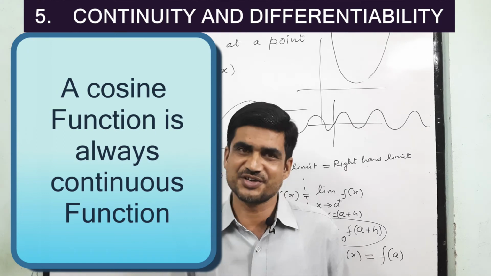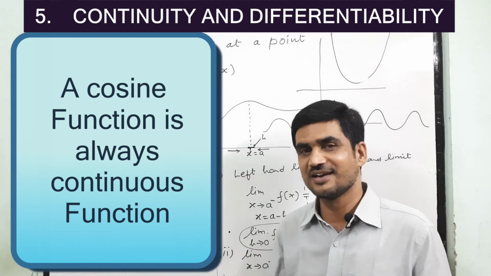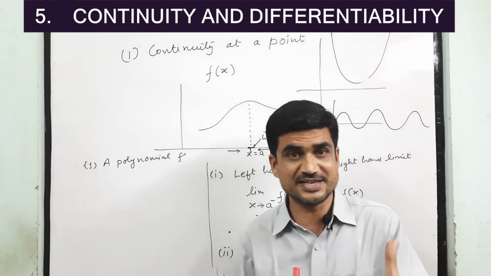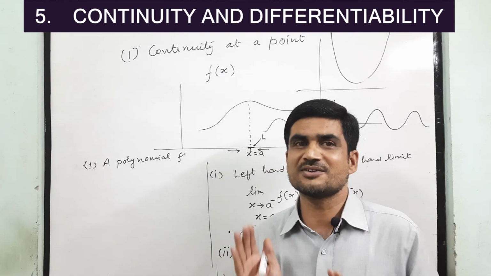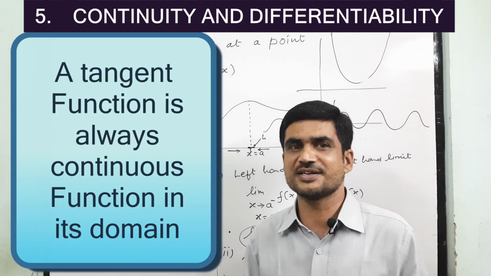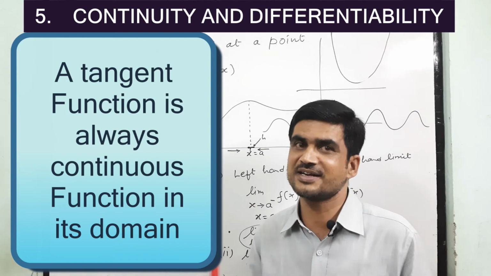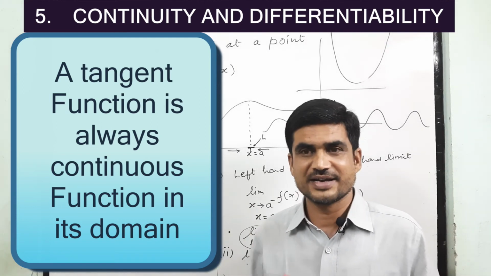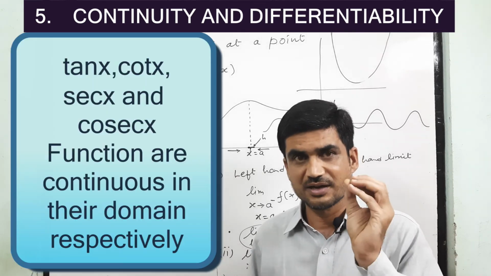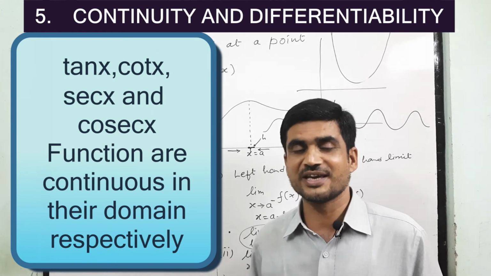Similarly, the cosine function is also a continuous function. Clear? Sine function, cos function. And next is the tan function. Tangent. The value of tangent is not defined at 90 degrees. So we can say that the tan function is continuous within its domain. Clear? Next we can also say similarly the cot function, the cotangent function, is also continuous in its domain. Clear?